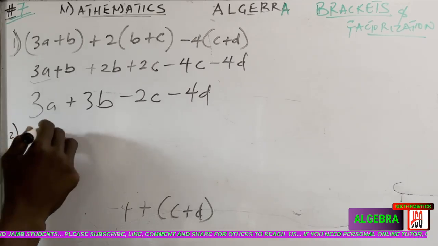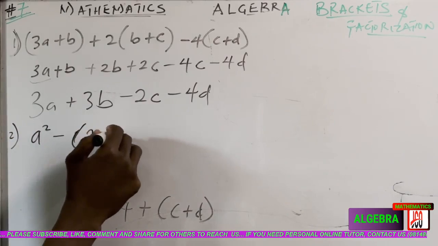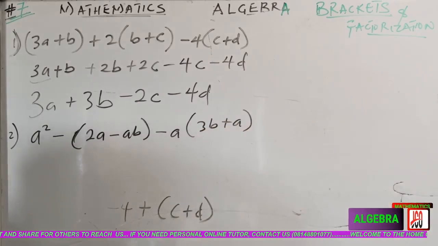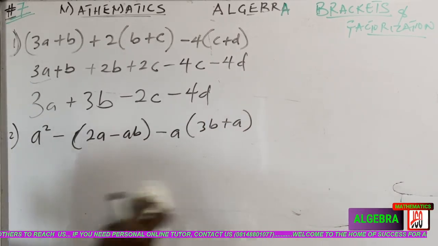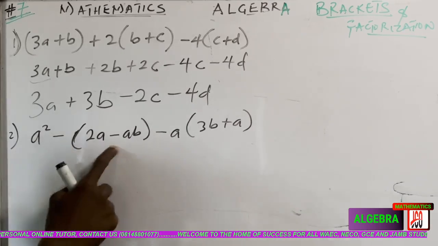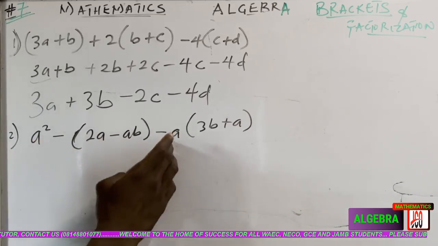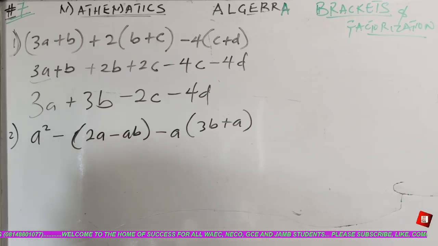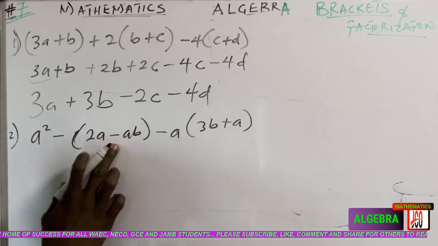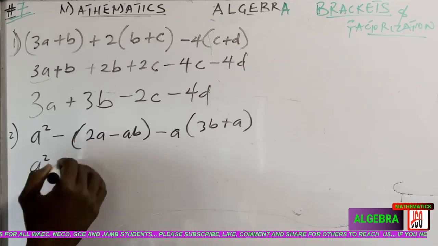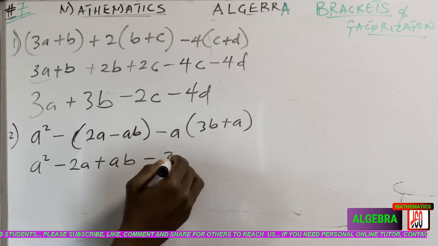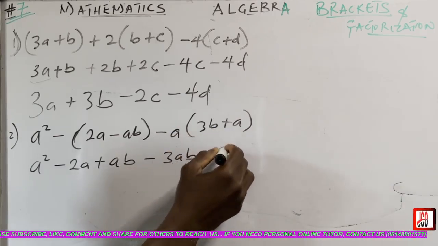Going on further, if I have a square minus open brackets 2a minus ab, then minus a open bracket 3b plus a. Now we have a case where there is actually not a number outside the bracket. What we have is an alphabet before the bracket, and then we have a sign before the bracket. So you use the sign to open up the bracket. This is different from what I earlier said. I'm not going to use a square to multiply the bracket. No, it's only the sign. So a square, minus times 2a gives me minus 2a, minus times minus ab gives me plus ab, then minus a times 3b gives me minus 3ab, minus a times a gives me minus a square.